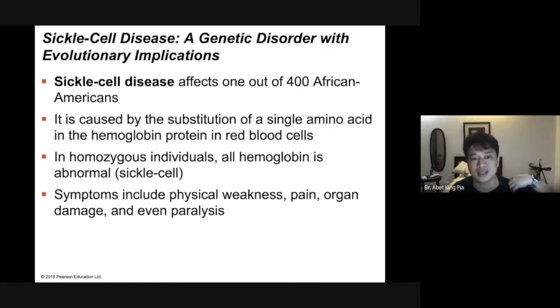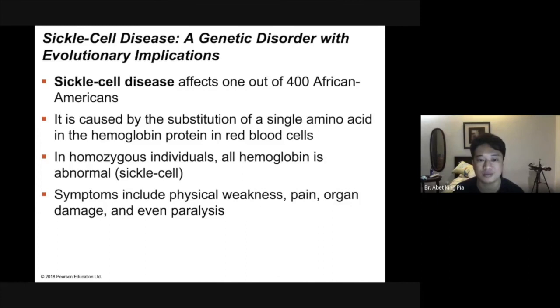So, for sickle cell disease, it's caused by the substitution of a single amino acid in the hemoglobin protein in red blood cells. Medyo malaki yung explanation ng sickle cell disease. Parang sa formation pa lang ng protein, dun nagkakaroon ng problema that affects the shape of the red blood cell.